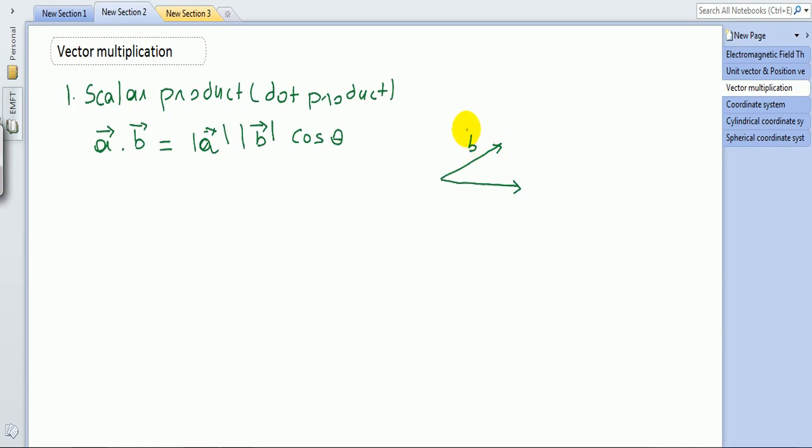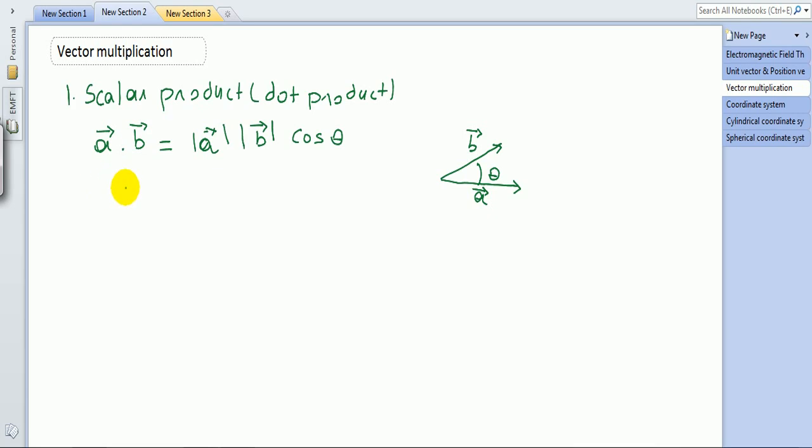This is my b vector and this is my a vector, and this is the angle between them. Then the dot product of these two vectors will be the magnitudes of the vectors multiplied with the cosine of the angle between them. This is the dot product.